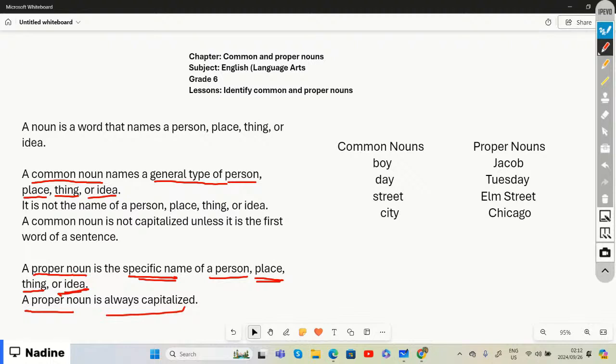Before we go to our examples, once again, a noun is a word that names a person, place, thing, or idea. We have common nouns, and common nouns name a general type of person. It can be any person. If we say the boys, it can be any boys. That is a common noun.